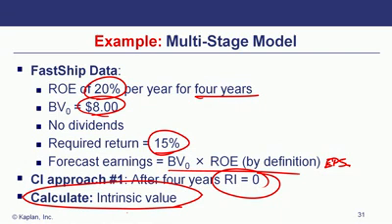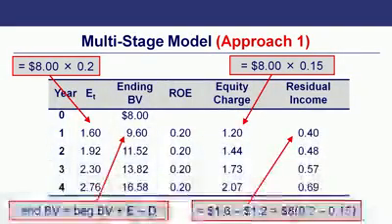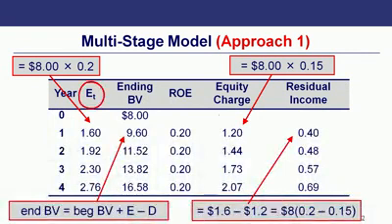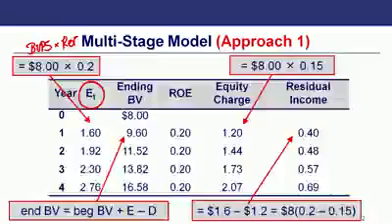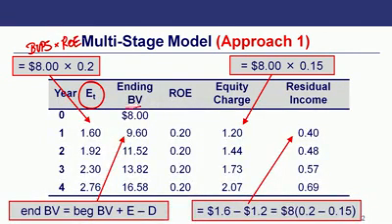So what we're looking for is intrinsic value. Keep in mind we're looking at approach number 1, right? So this is approach number 1 where residual income goes to 0 after the 4 years. Let's take a look. So we start with, you'll see here's my earnings per share. Each of these values, how do I find them? I multiply what? Book value per share for each period times what? The ROE.